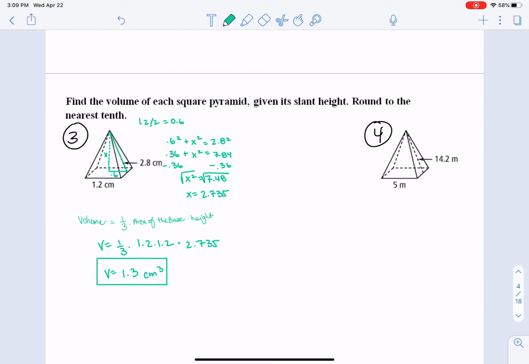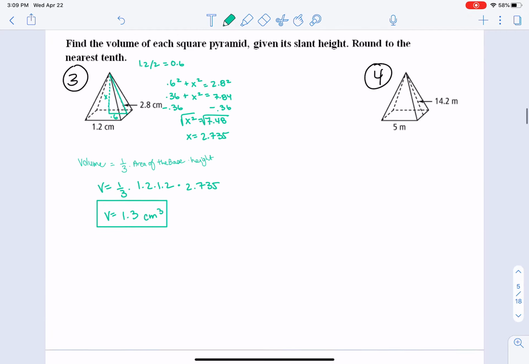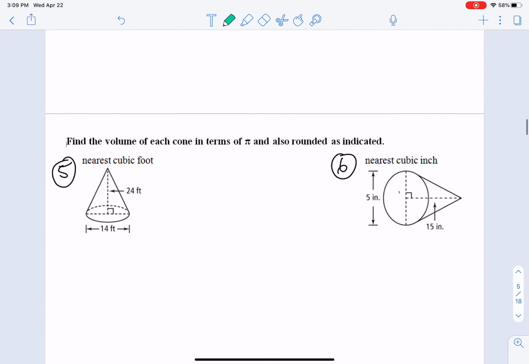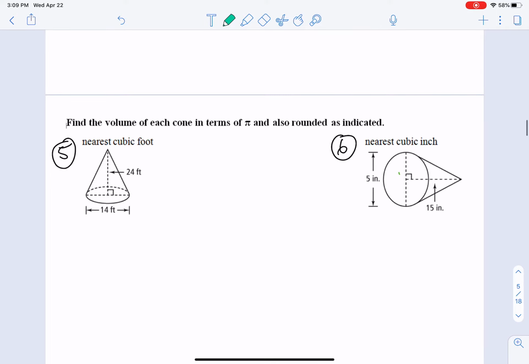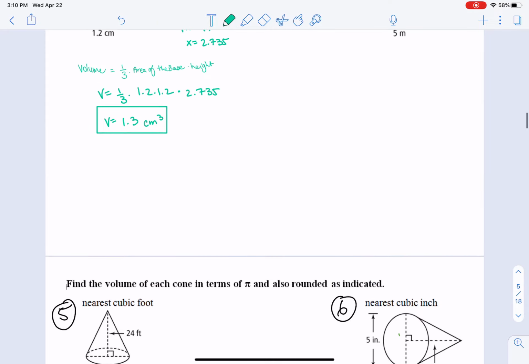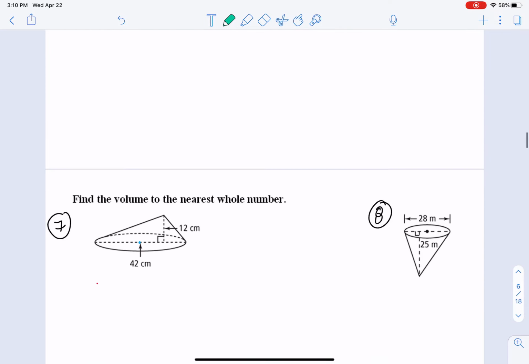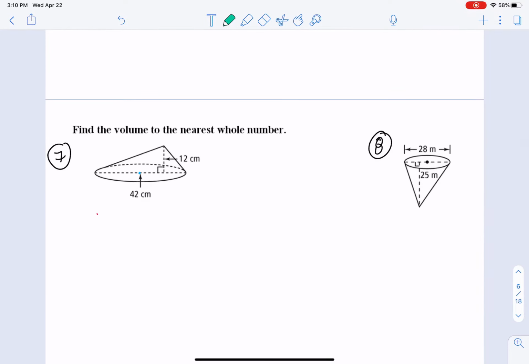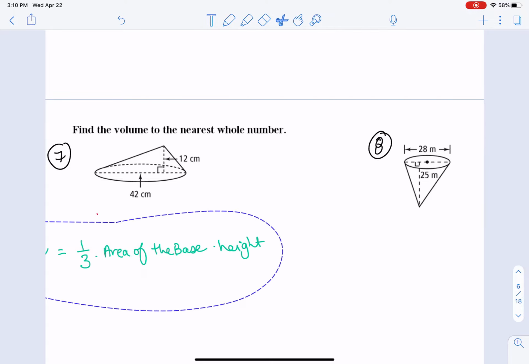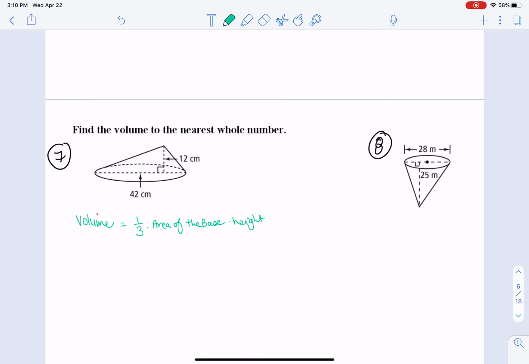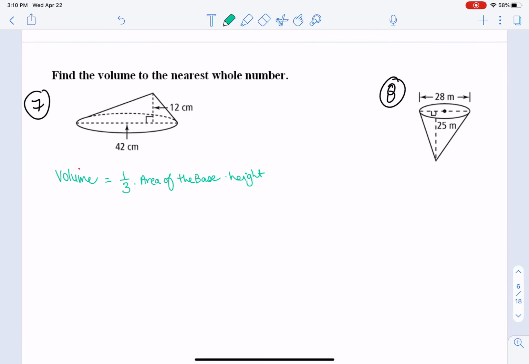I know you guys have a lot of work that you are doing, so I want to keep going through this. These are really similar. The only difference here is that you have to take the diameter and cut it in half to find the radius. So I'm going to skip that one. We'll go ahead and do number 7. Number 7 is the same formula. This time we have to remember that the area of our base for a circle is pi r squared.